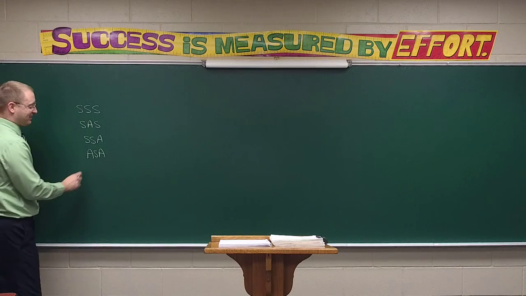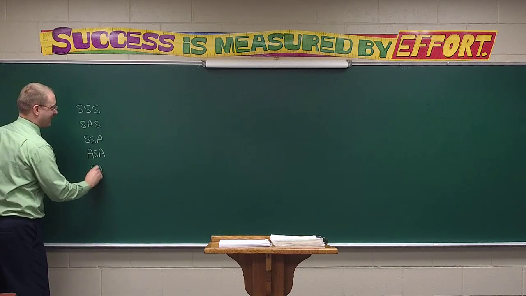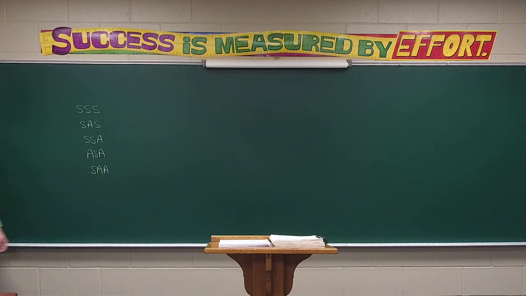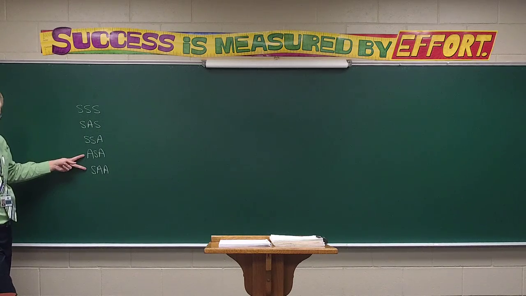Side, angle, angle. The only one I can't give you is angle, angle, angle. I can't give you just 3 angles because 3 angles could give you an infinite number of similar triangles, right? You have to know at least one side. You could know all 3. You could know 2. You could know 1, right?